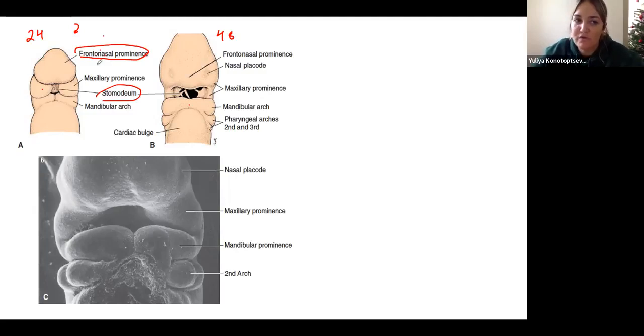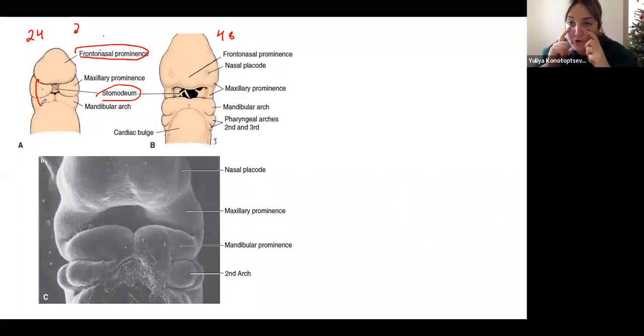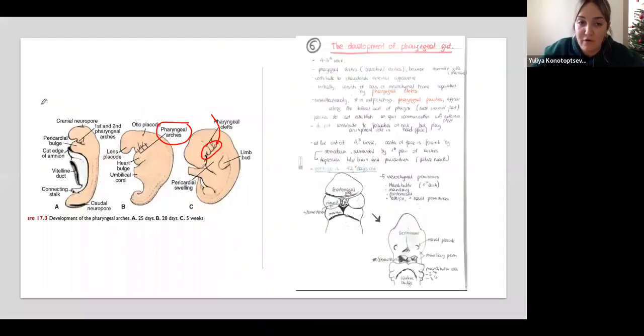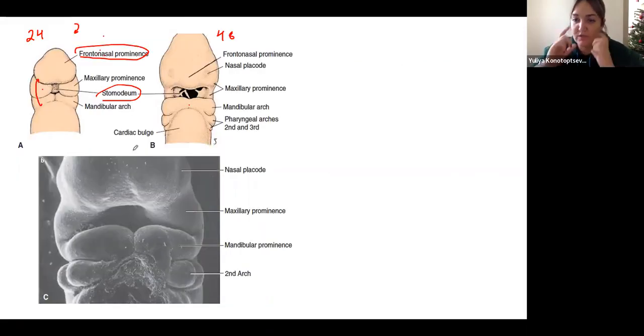Why am I showing you the face of the embryo? Because maxillary and mandibular prominences together correspond to the first pharyngeal arch. We said that an entire pharyngeal gut tube consists of pharyngeal arches. Where is the first pharyngeal arch? It's right here. It's half of your face. So maxillary and mandibular prominences together make up the first pharyngeal arch. Half of your face is the first pharyngeal arch.